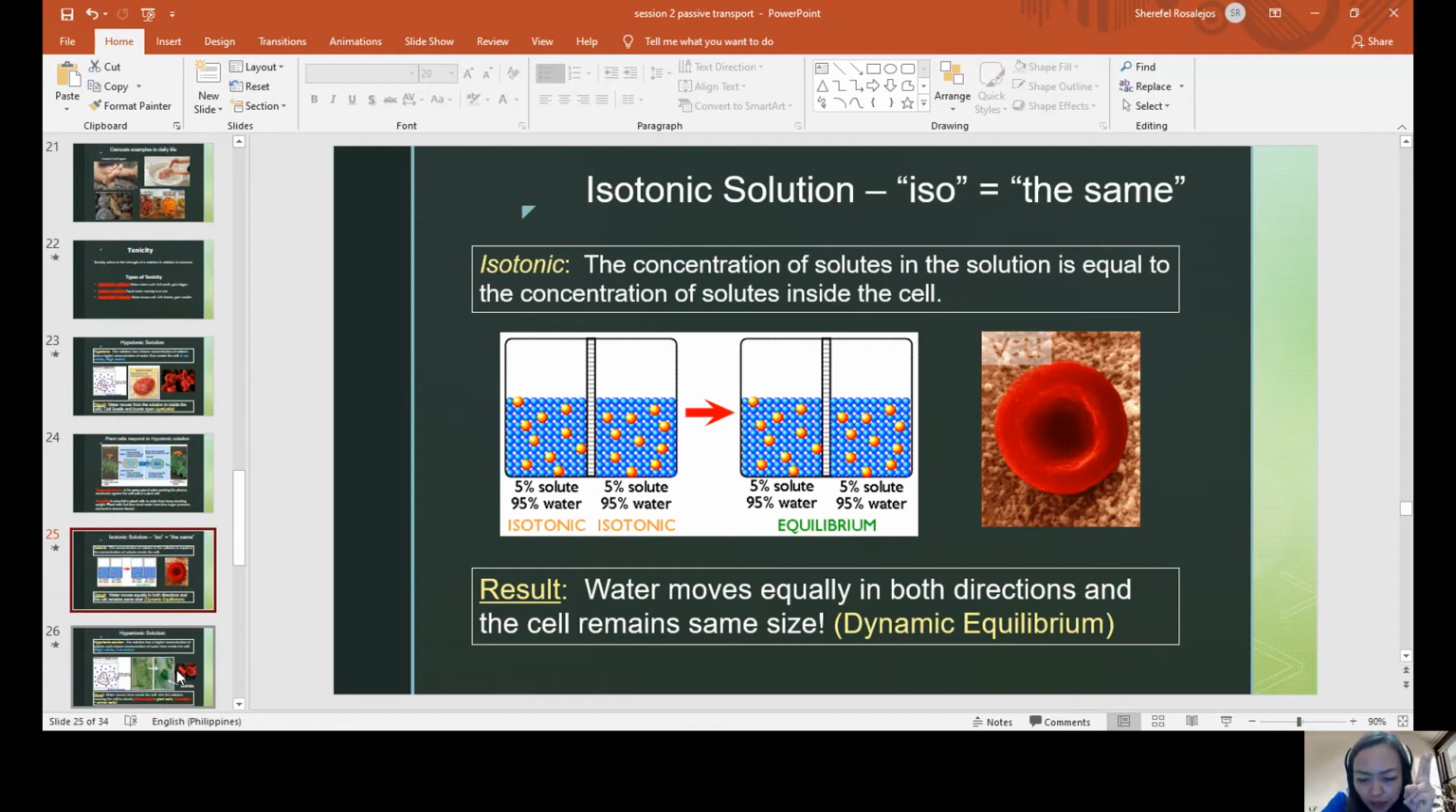Isotonic is the ideal condition of our cells. Why? Because iso is the same in both regions, outside and inside the cell. And this is the best condition where our cells should be. Why? Because this is in dynamic equilibrium, meaning there will be no changes in the size of the cell because water is freely moving in and out, kaya naka-dynamic equilibrium na siya. Okay, that is the best situation we need to attain.